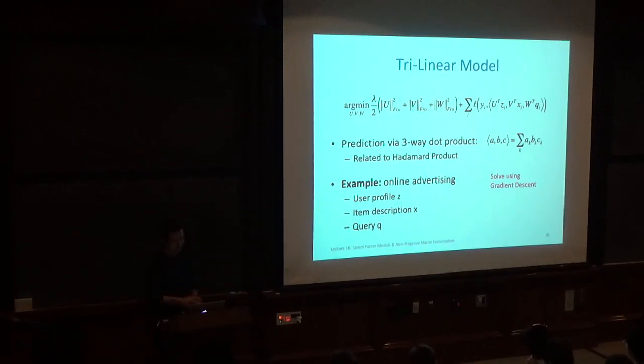So for example, we could have a user with a profile Z, an item with a description X, and a query with query words Q. And I want to be able to learn this type of model in a way that's statistically tractable with very few parameters. So I'm going to make an assumption that things vary in a low-dimensional subspace in this third-order, 3-dimensional tensor object.